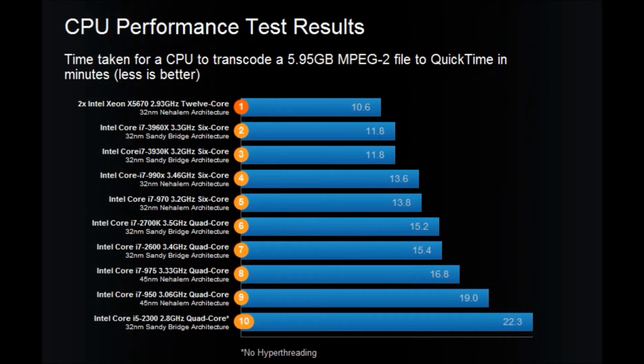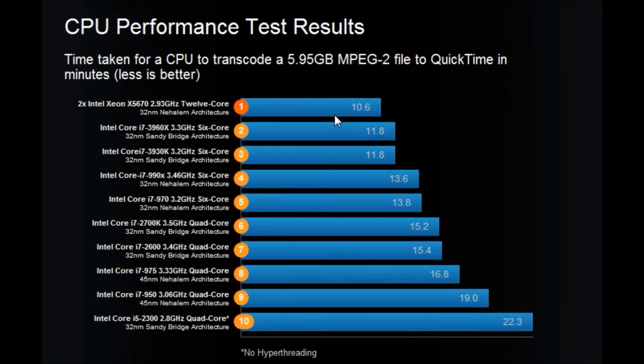The other point to note here is that even though the 12-core system on bar 1 is a Nehalem architecture CPU, which is an older and slower architecture than the two new Sandy Bridge architecture CPUs on bars 2 and 3 here, the 12-core system is still around 12% faster than the CPUs on bars 2 and 3. Because although it is operating at a slower frequency than the two 6-core CPUs here, in highly multi-threaded tasks like video transcoding and rendering, cores are more important than speed.